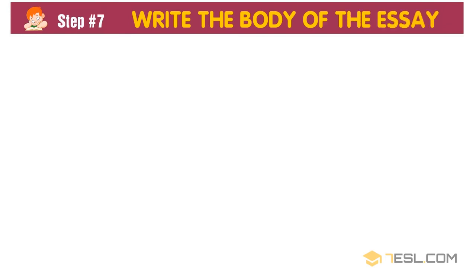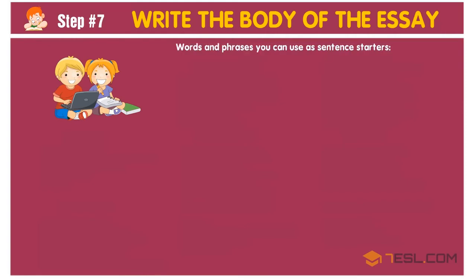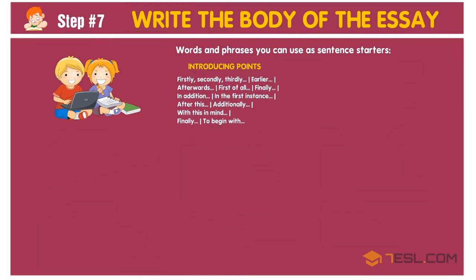Step 7. Write the body of your essay. Following are words and phrases you can use as sentence starters. Introducing points. Firstly, secondly, thirdly. Earlier. Afterwards. First of all. Finally. In addition. In the first instance. After this. Additionally. With this in mind. Finally. To begin with.